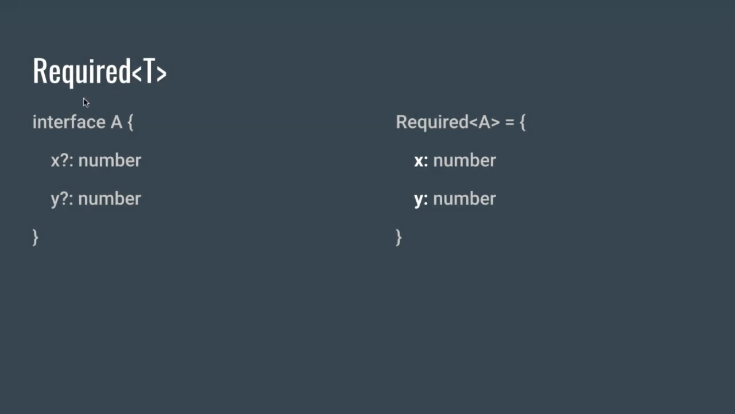We've got the Required type. It's again a generic type which takes one generic type parameter, which should be an interface. Let's say we have interface A with two properties which are optional. When we apply the Required type to interface A, we get a new type with all the properties of interface A, and the properties that were optional become required.